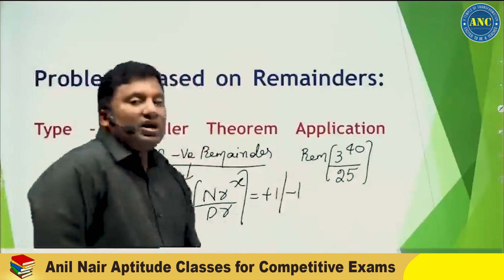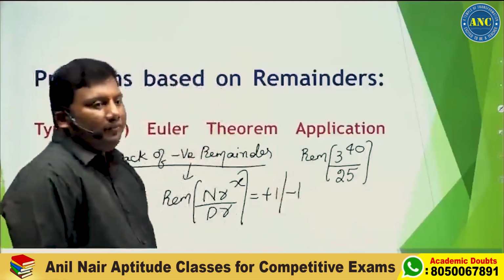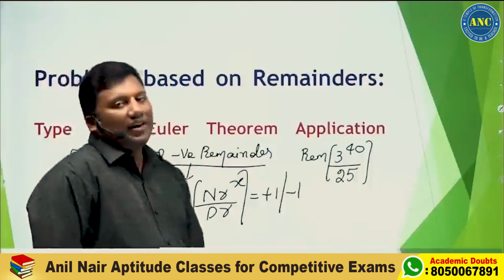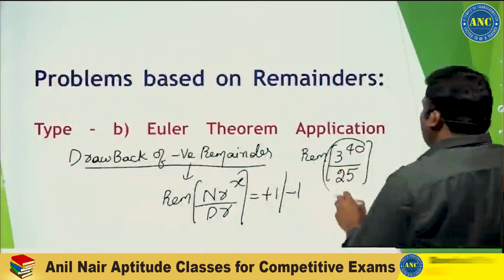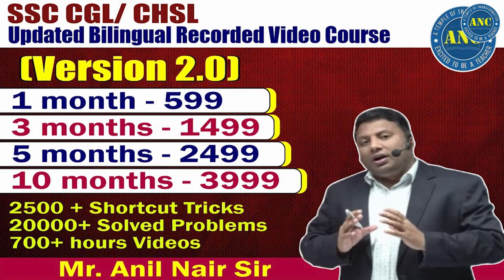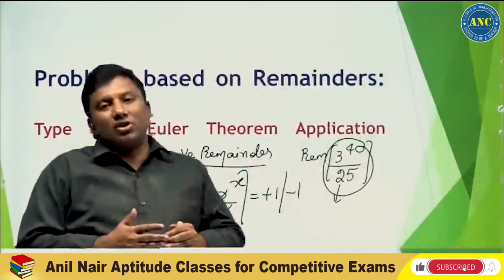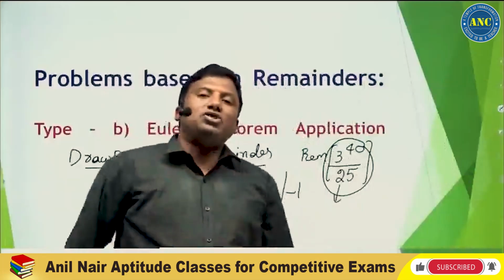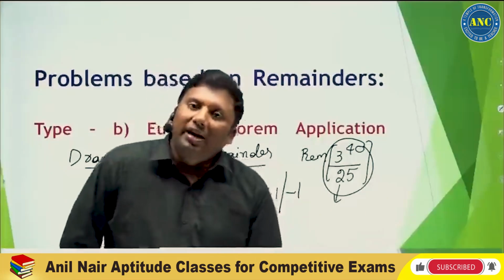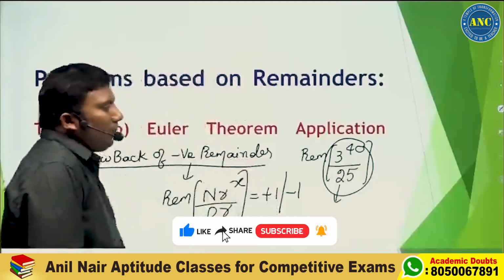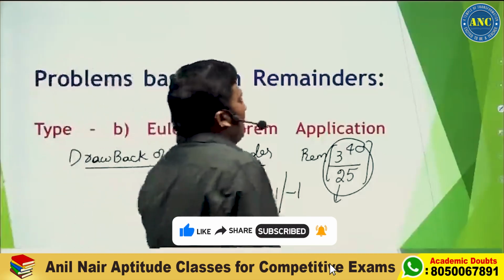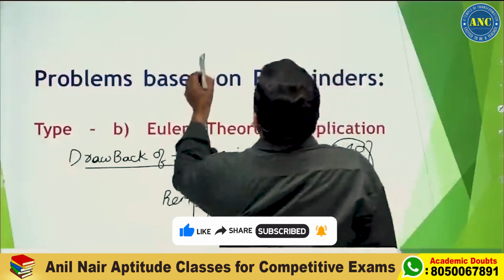3 power 6 is 729, and 729 divided by 25, we are not getting it either. We are not able to determine which power of 3 when divided by 25 gives +1 or -1. In the problems we solved till now, you were able to determine which power of the numerator gives +1 or -1 when divided by the denominator, but in a lot of problems you cannot do it. So what is the drawback of negative remainder?